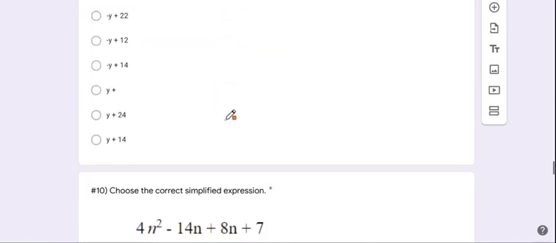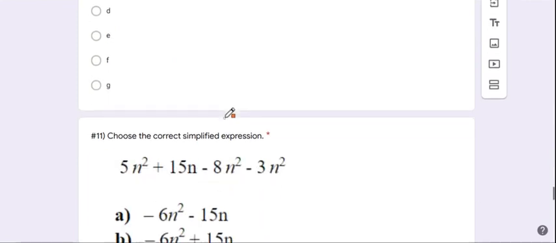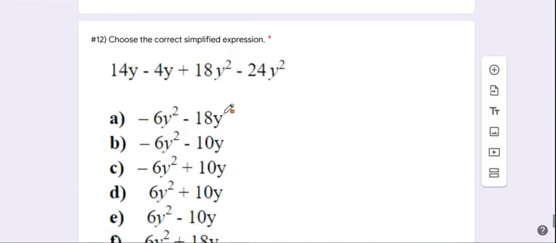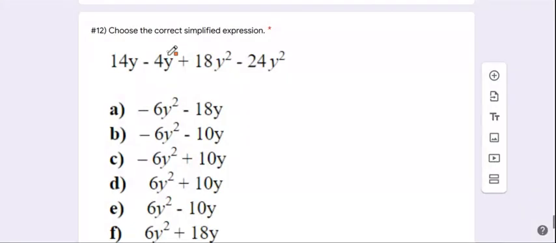Okay, let's talk about number 12 right here. Okay, we'll finish with this one. This is the last one on the page. So I'm going to look for parentheses. Do I see parentheses? Nope. So I don't need to use the distributive property. Next, I look for like terms. Do I have like terms?